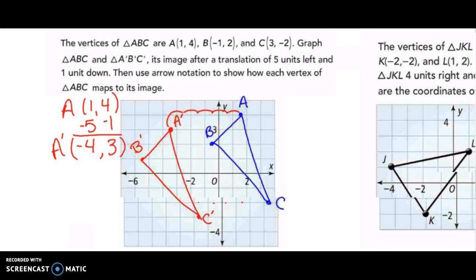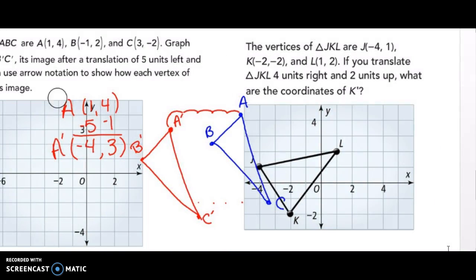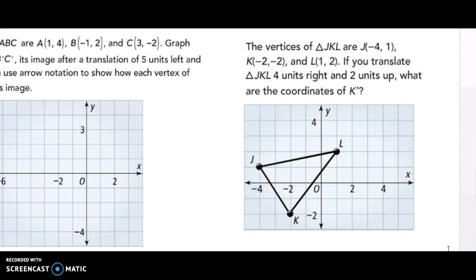Let's go ahead and scooch over. Okay, so now it is giving us the vertices of a new triangle, and we already have that one labeled, and it tells us that we're going to be moving 4 units to the right and 2 units up. So to the right is going to be positive, 2 units up is going to be positive. So if I'm looking at J, it is (-4, 1). And I'm translating it 4 units to the right so that my x is +4 and my y is +2. So my new position should be (0, 3).